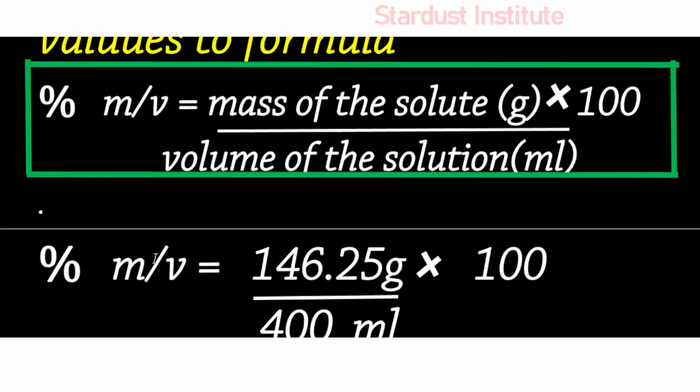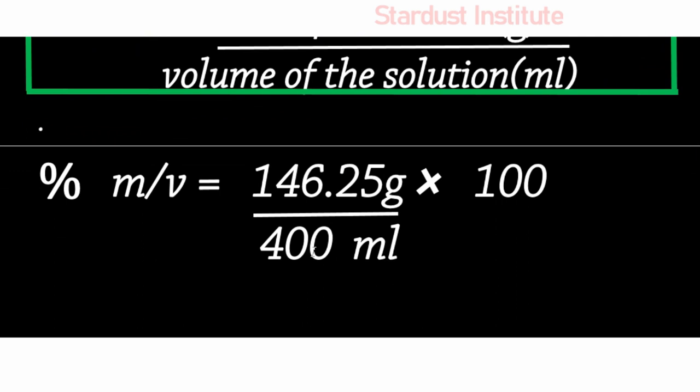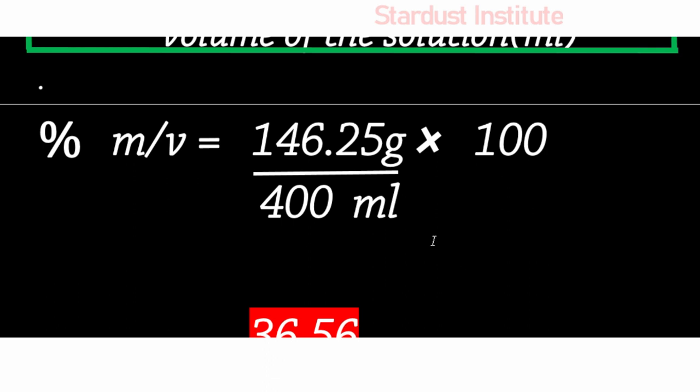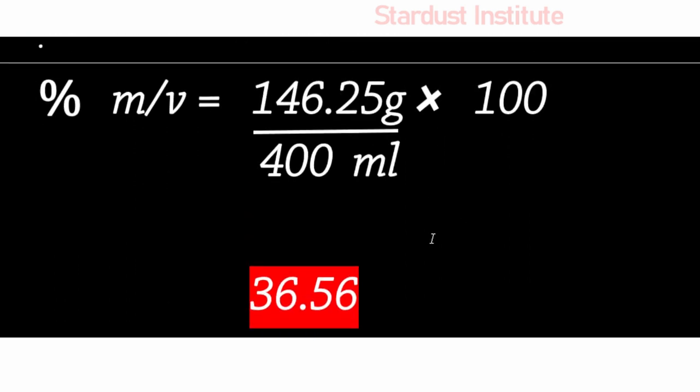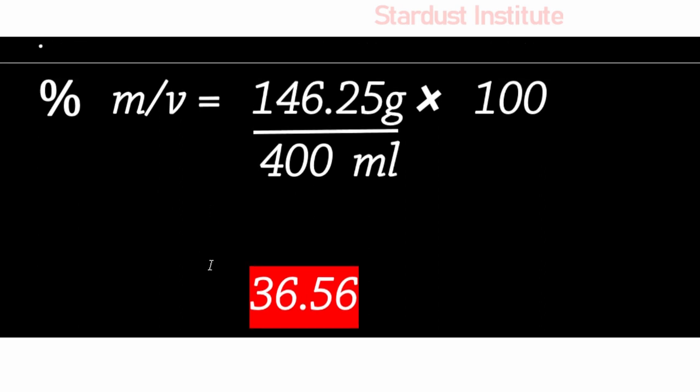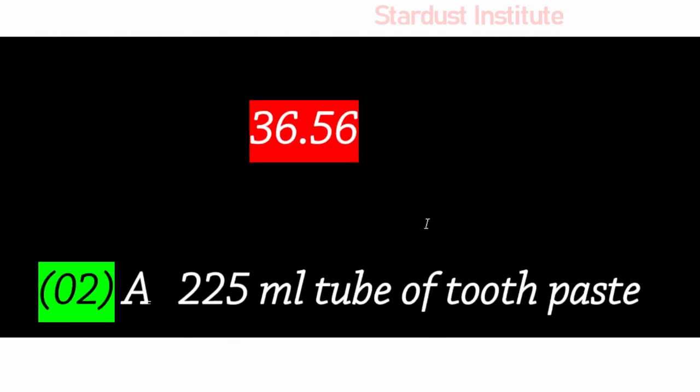Now we can substitute values to formula. Percentage mass by volume equals mass of the solute 146.25 grams, volume of the solution 400 milliliters multiplied by 100. Then we can find our answer by simplifying it. 36.56. Percentage mass by volume is 36.56. Now let's go to the next problem.